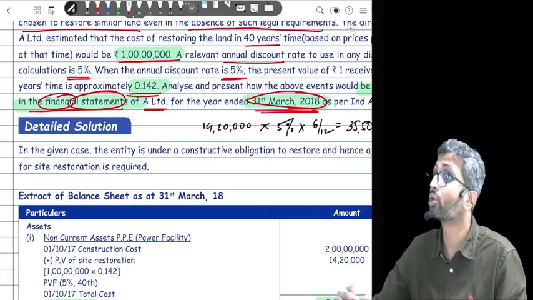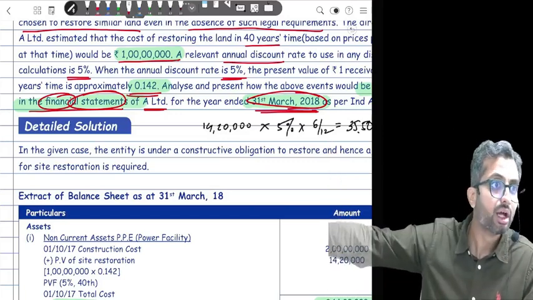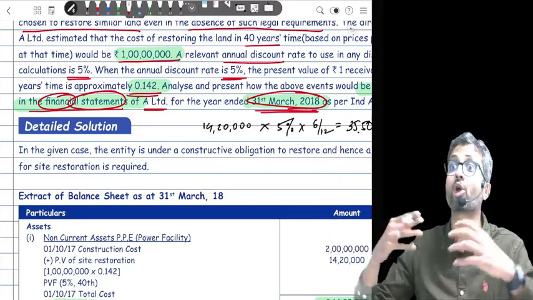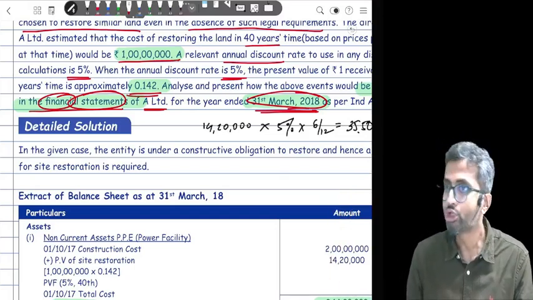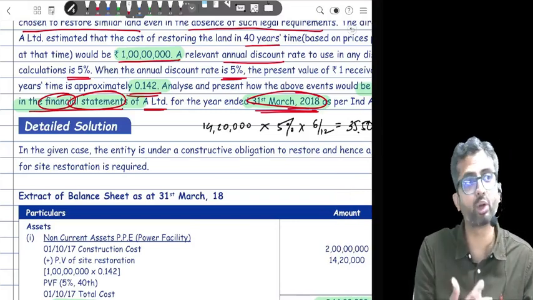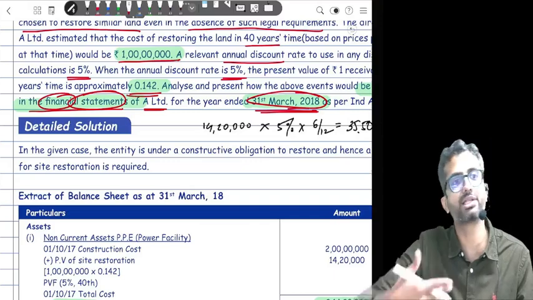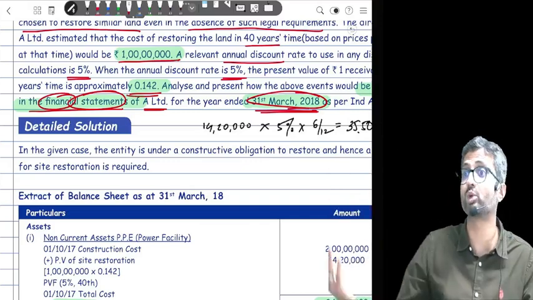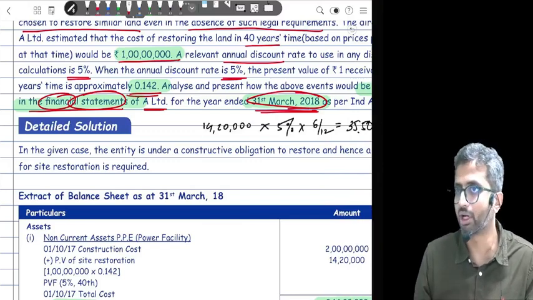Sometimes they will only ask you to calculate the carrying value to be shown. Carrying value means balance sheet only. But if they say financial statements, that is a broader term: balance sheet as well as profit and loss account. These are small things where you might not even know, and unfortunately your marks get deducted because you must have shown the closing balance in the balance sheet and proceeded. The Institute expects you to even show your P&L statement. Are we clear with this?